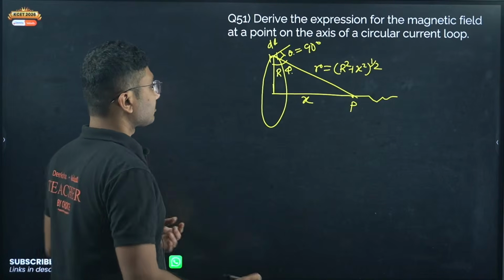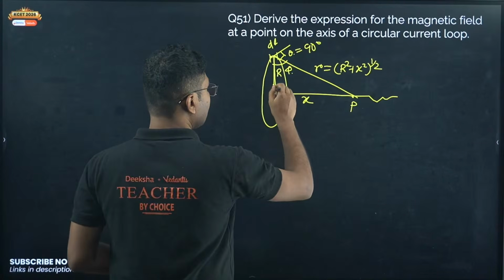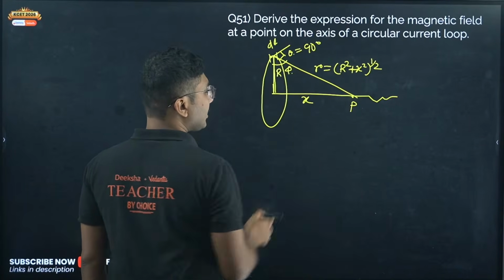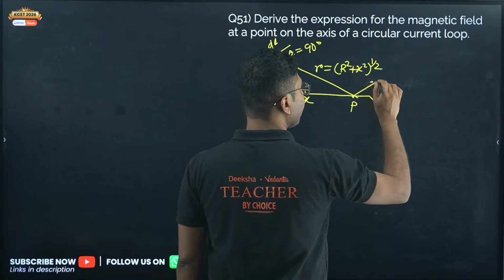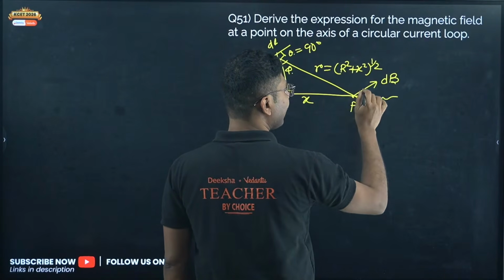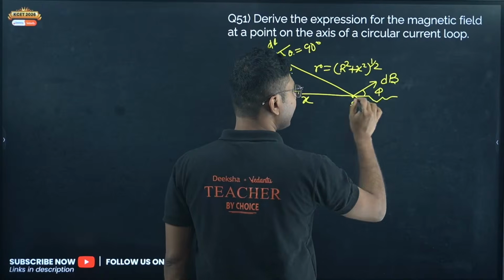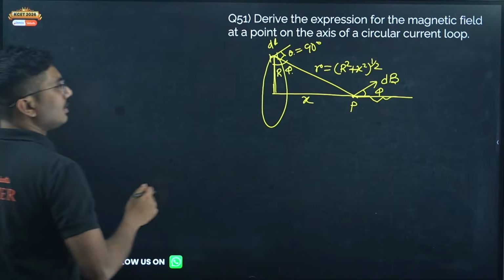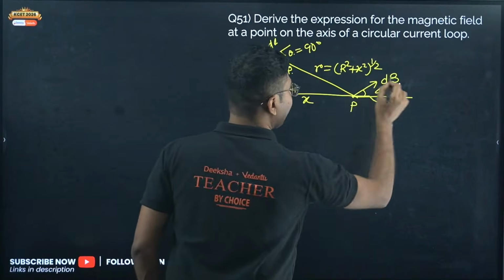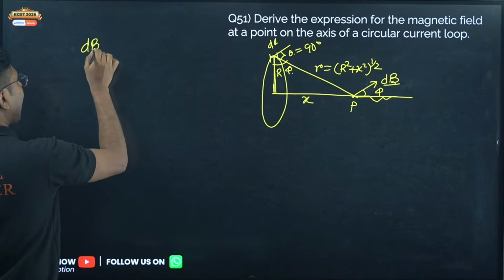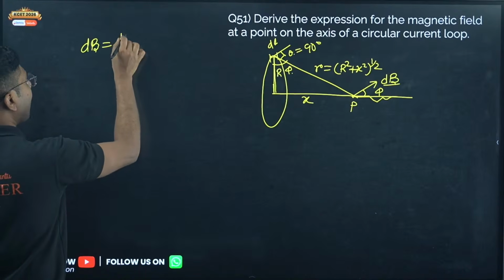Now, so this is the configuration. Now remember that the magnetic field for this will be in another plane, okay, and that magnetic field will make an angle phi with this axis, okay? Now what we have to do, we have to find the small magnetic field due to the small element dl, and that will be given by Biot-Savart's law.